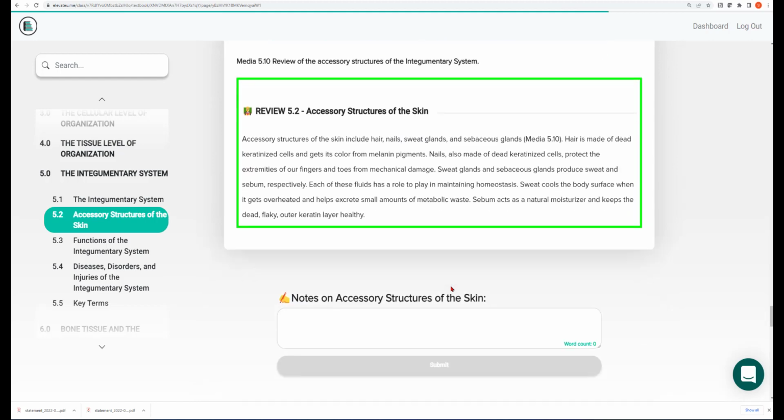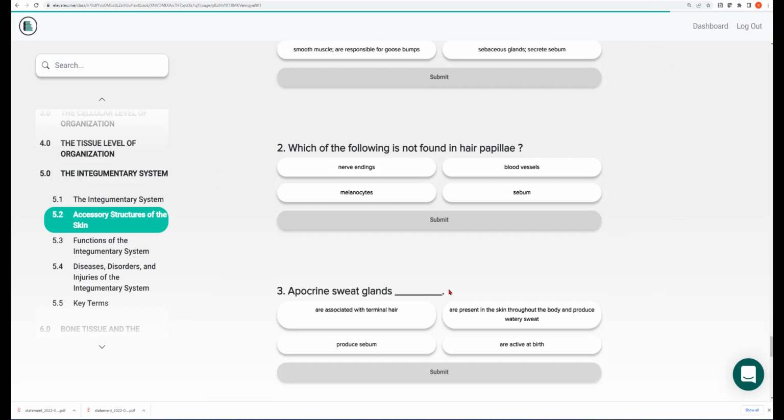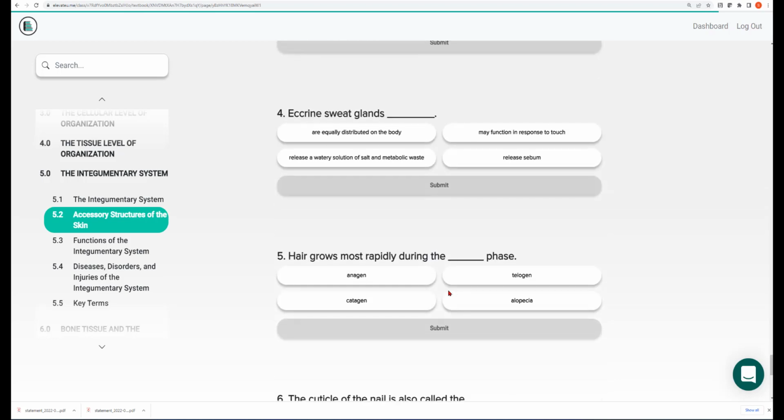And that brings us to the end of the accessory glands. Make sure you go back and just focus on the few details that I mentioned for hair, nails, and the 3 different types of sweat glands.